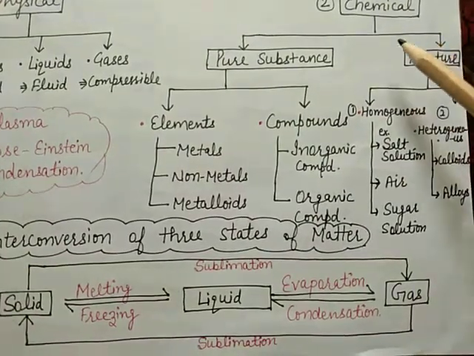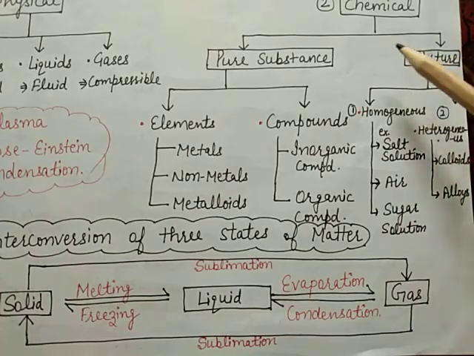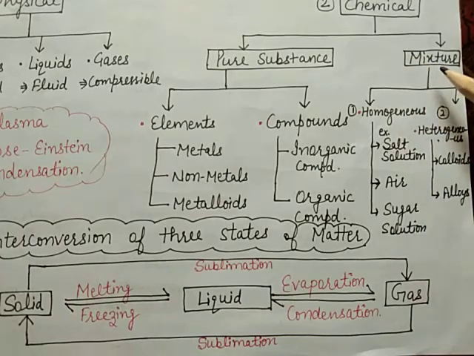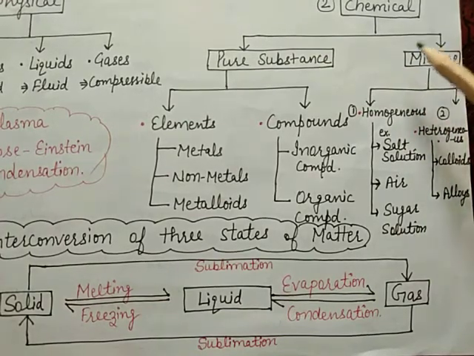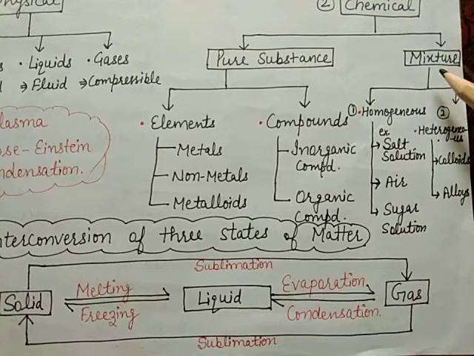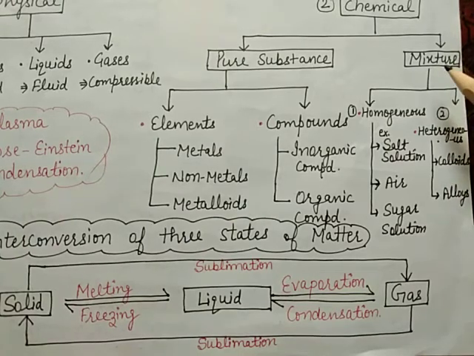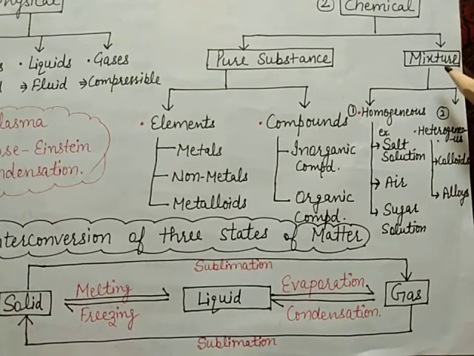Now the second type of matter classification is mixture. What do you mean by mixture? Mixture is made up of two or more substances which mix together in any ratio, like air, milk, tea, etc.